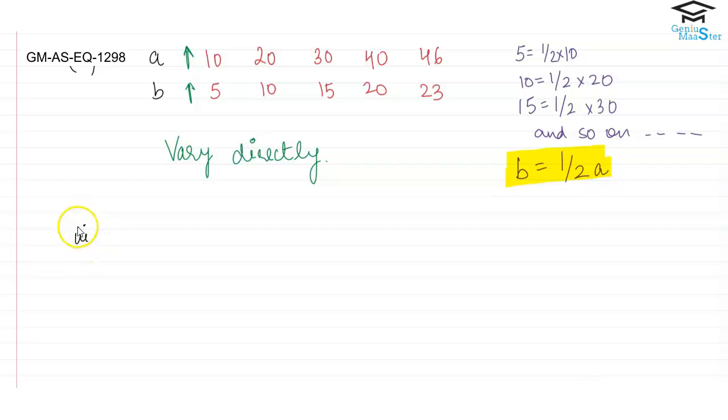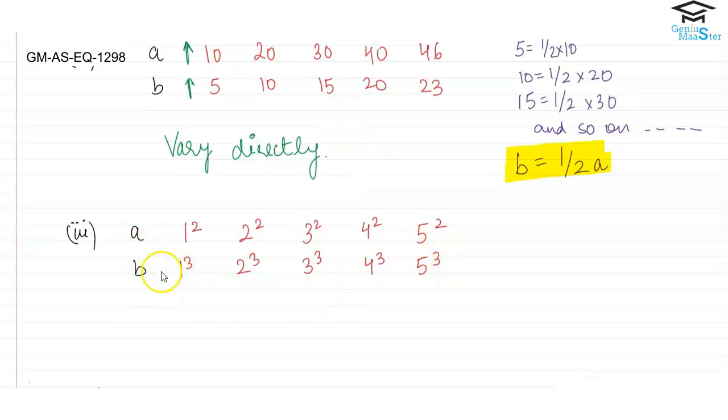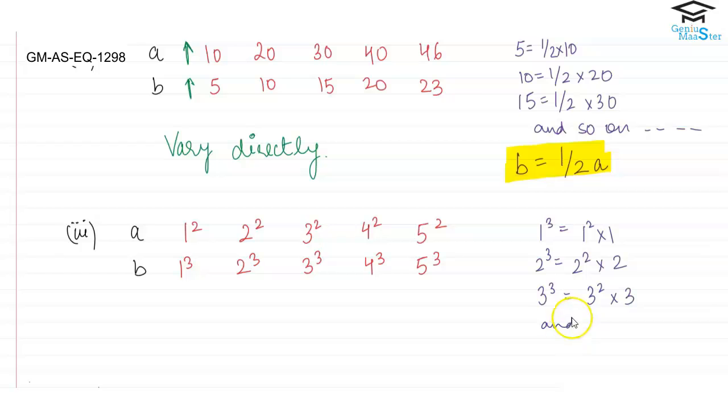Now we will write the third table given. Values of A are 1 square, 2 square, 3 square, 4 square, 5 square, and values of B are 1 cube, 2 cube, 3 cube, 4 cube, and 5 cube. Now if we observe the relation between B and A, 1 cube equals 1 square into 1, 2 cube equals 2 square into 2, 3 cube equals 3 square into 3, and so on.